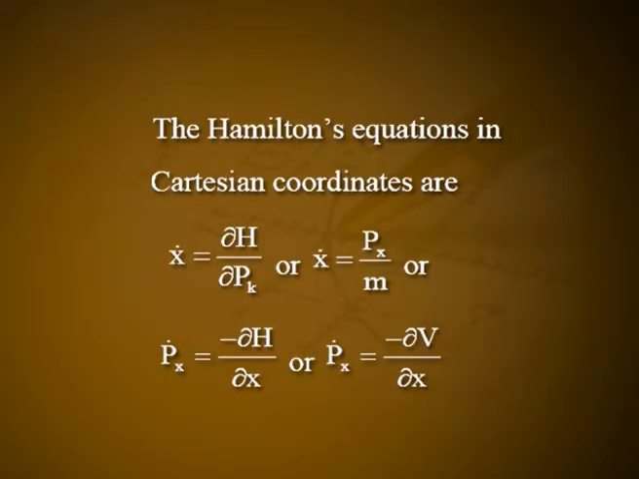Hamilton's equations are Qk dot is equal to ∂H divided by ∂Pk and Pk dot is equal to minus ∂H divided by ∂Qk. The Hamilton's equations in Cartesian coordinates are x dot is equal to ∂H divided by ∂Px, or x dot is equal to Px divided by m, and Px dot is equal to minus ∂H divided by ∂x, or Px dot is equal to minus ∂V by ∂x.